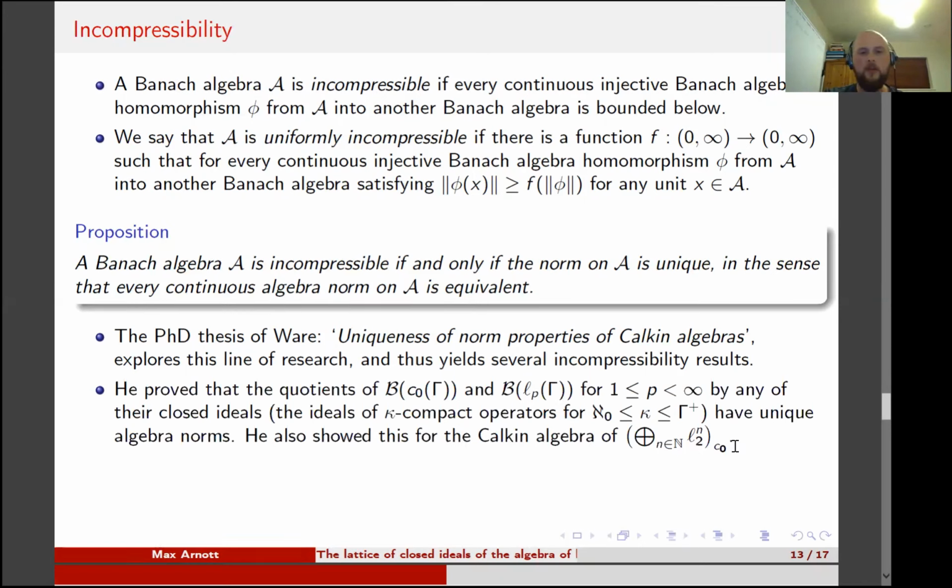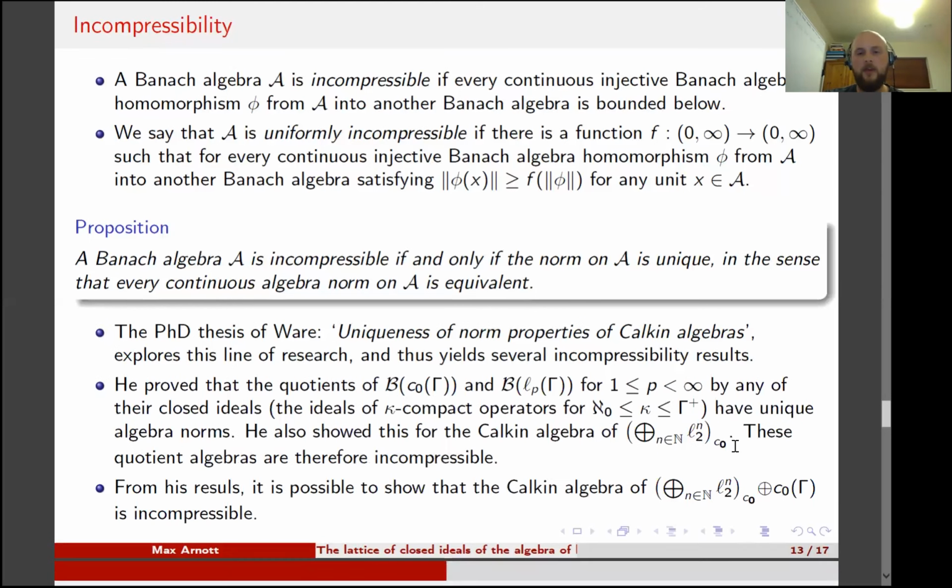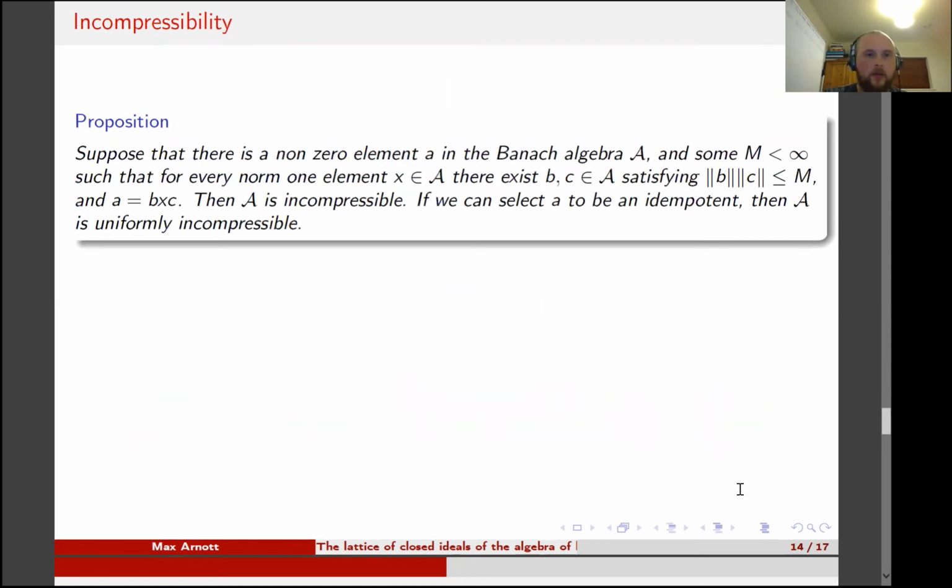So from the methods that he gives in his paper, he uses block basic sequences to prove these kinds of results, and you can combine the results and prove that the Calkin algebra of this direct sum plus our c naught of gamma space, that Calkin algebra is incompressible. So yeah, this is sort of how we prove incompressibility results from here on.